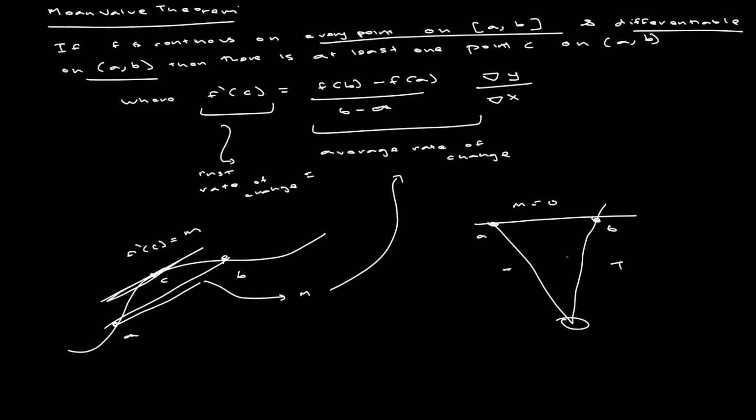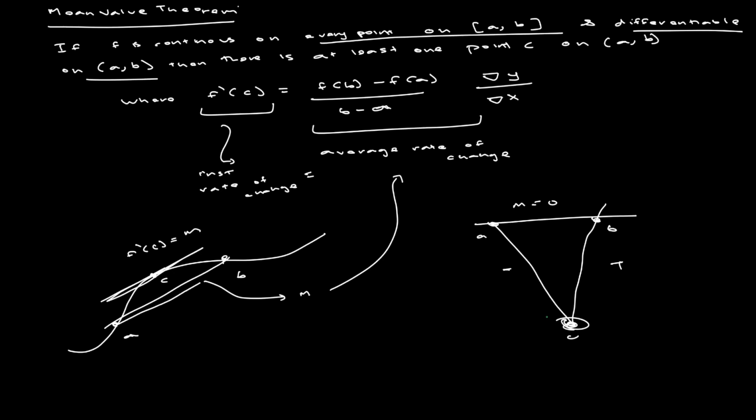So here the mean value theorem doesn't fail because we're not accounting for cases like this. We say that the function must be differentiable in the entire interval of a to b, not including a and b. And here, at this point, the function is not differentiable because we have a corner, and so the mean value theorem doesn't apply in that case.